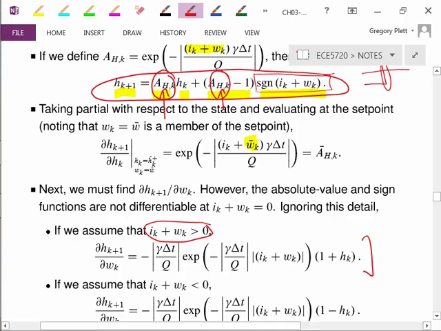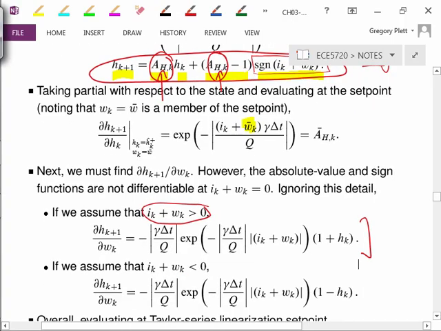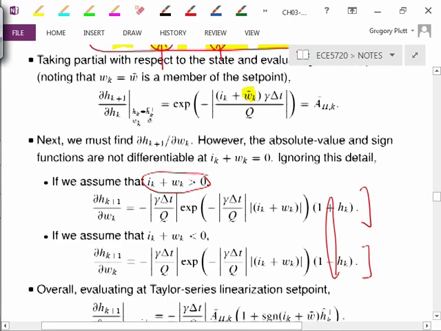Then we play the other mind experiment where we say, well, what happens if I plus W_k happens to be less than 0? And we take the derivative then, and we get that equation right there. And they're very similar, but there is a difference between the two of them.